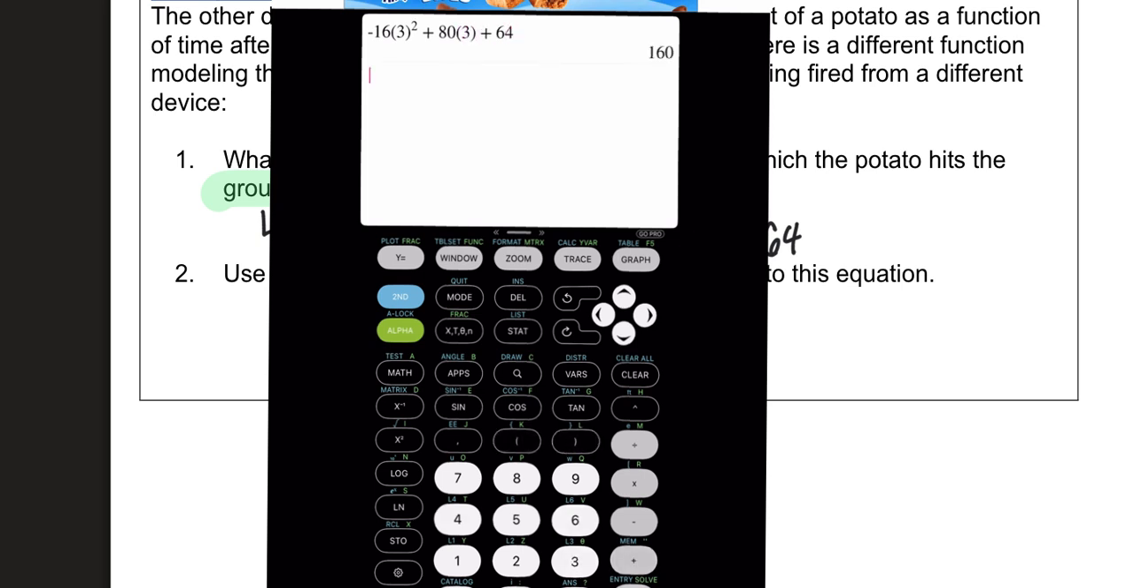So that gives me a height of 160, and we're trying to get that height to be 0. So if we go up and highlight the equation and hit enter, it will copy it down. So let's try 4 and see what happens. 128. So this is lower, which means my potato is getting closer to the ground. So let's try 5.